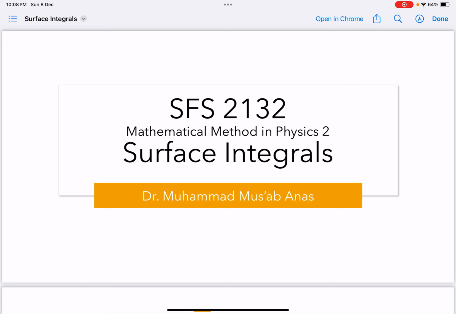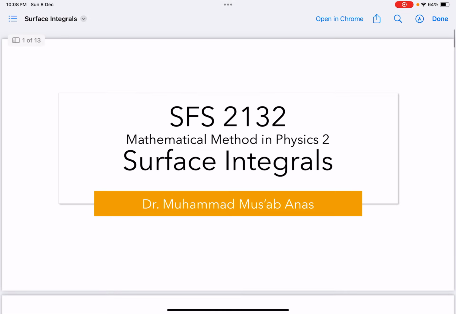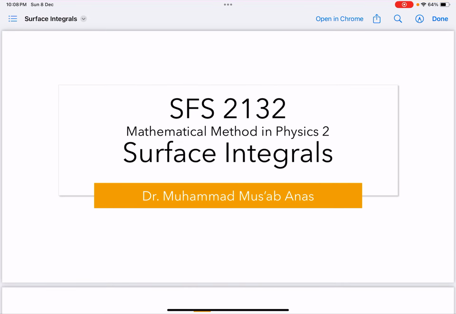Right. So previously we learned about line integral. The most difficult part, the main content, is about parameterization on the path of the line. So today we're going to do a surface integration.